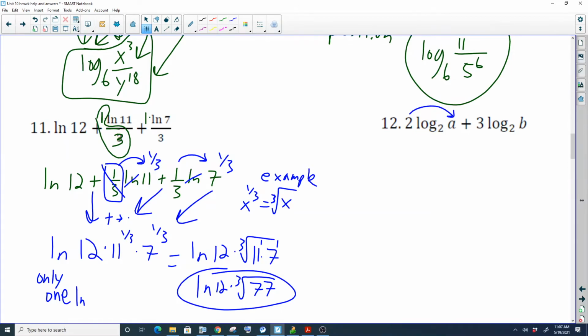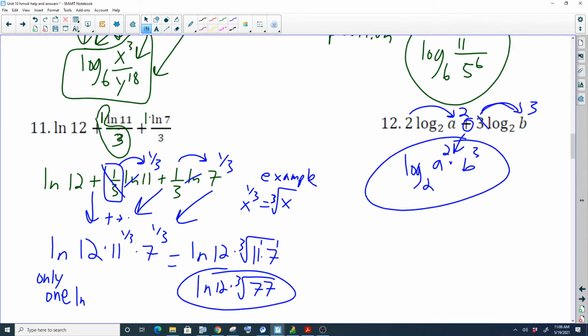Okay, make sure you put the powers in front, right? So a squared, so we're going to do log base 2 of a squared times, because addition becomes times. And then that went over there as the exponent, and then b cubed. And that's it, lemon squeezy.